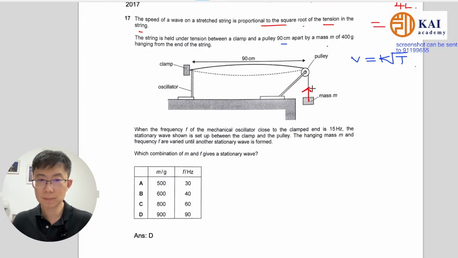So over here, tension is used to support the mass of the string. Oh, sorry, the mass of this block over here. Right, tension in the string is used to support the weight of this mass. In our pulley question, the tension is actually constant throughout the string as long as the string is sort of massless. Okay, so I can now rewrite this velocity formula as v equals k square root of mg.